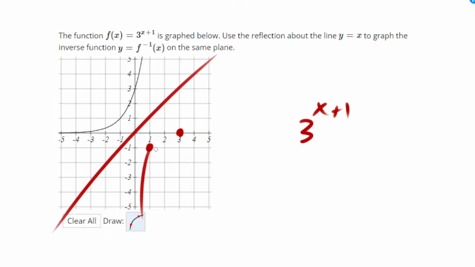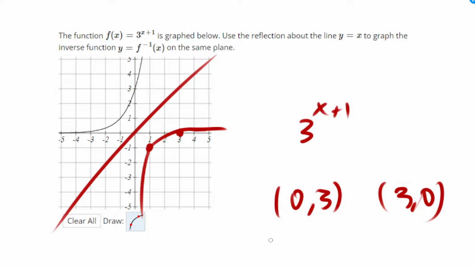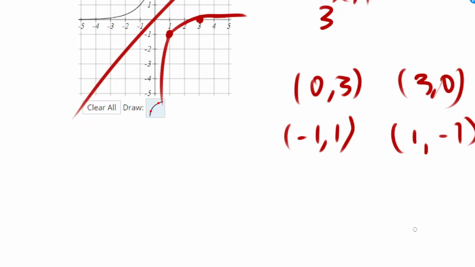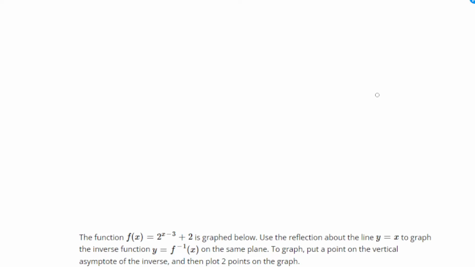The way to do it with the reflection is just to say, oh, that's like right here. It's kind of harder with the reflection. I don't know why they bring that in. It's the same as saying, okay, I'm swapping my x, y values. I have a point at 0, 3, so that turns into 3, 0. I have a point at negative 1, 1, so that turns into 1, negative 1. It's what we've done for all of our other inverses; it doesn't change.